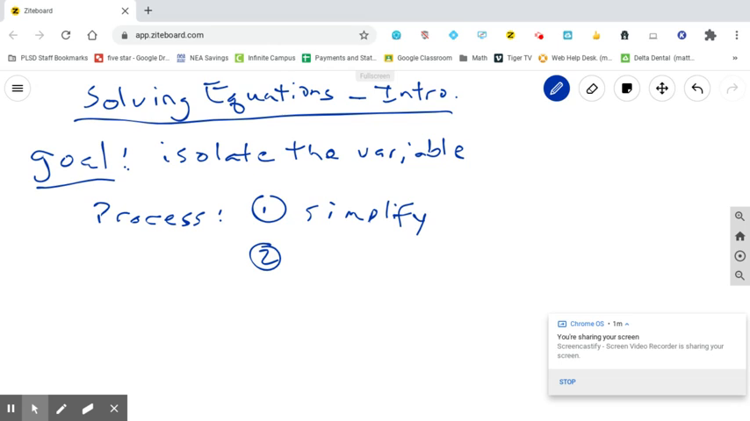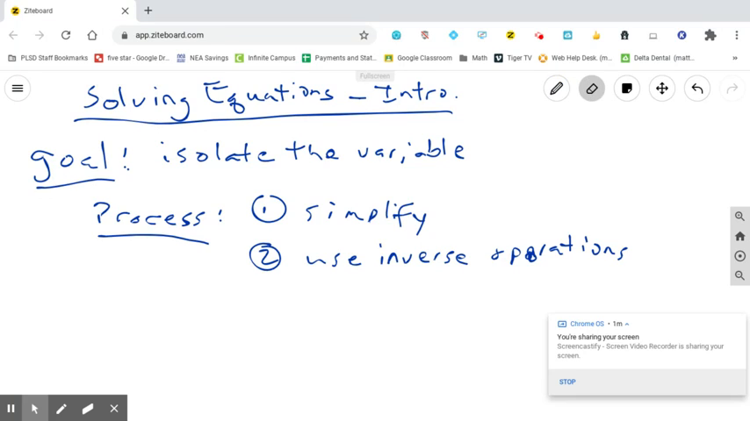The next step in the process is to actually start solving. To start solving, you need to use inverse operations. So use inverse operations. Let me just go ahead and add to isolate the variable.